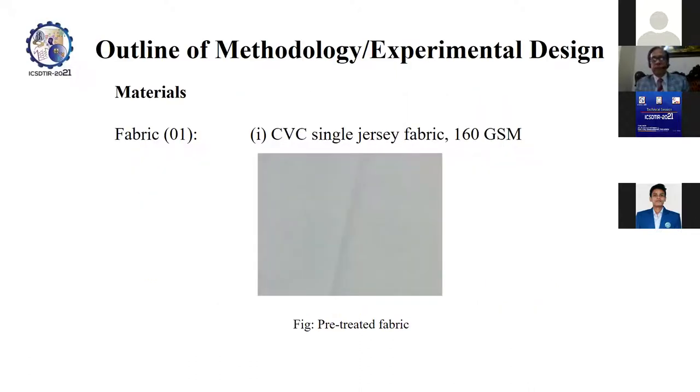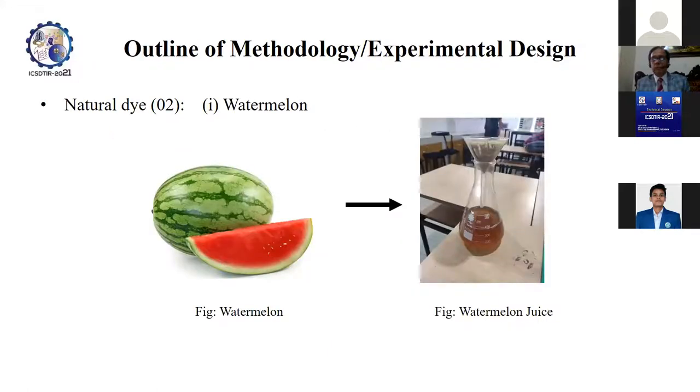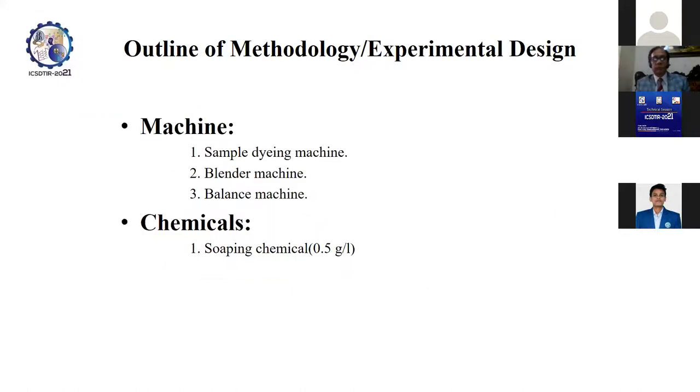Now I would like to tell you about our materials. First one is CVC single jersey fabric, which GSM is 160. The fabric shown in the slide is pre-treated fabric, which went through the scouring and bleaching process. Second, our material is watermelon juice. Here is the watermelon juice in the slide. The machines used in this dyeing process are a sample dyeing machine, blender machine, and balance machine. Only one chemical is used, in the after-treatment process, which is the soaping chemical.